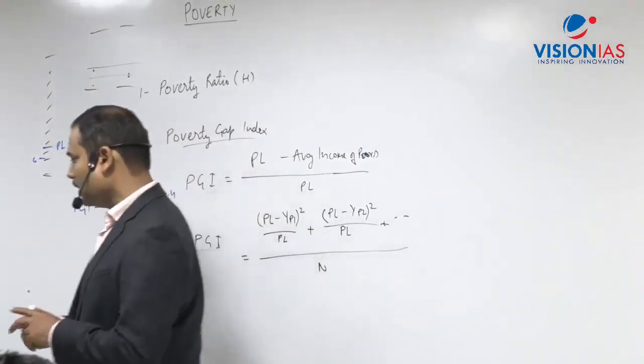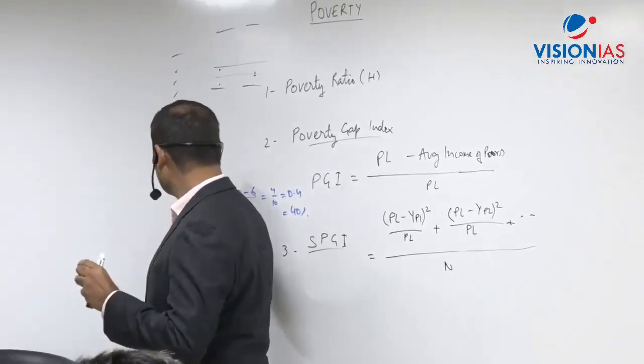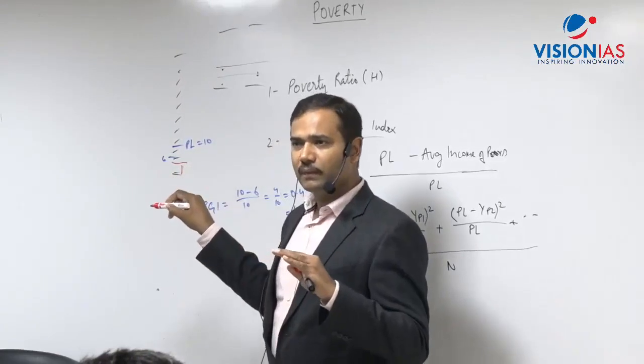If the government reduces the poverty line to this, the number of poor will be this. So the government has to pay only these people, and so the government can reduce expenditure. Is it possible? Yes or no?